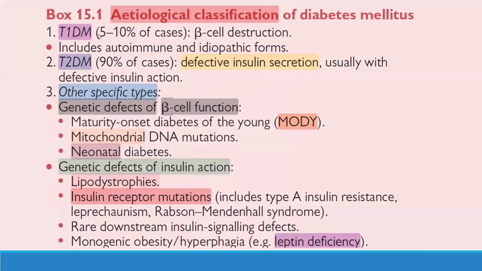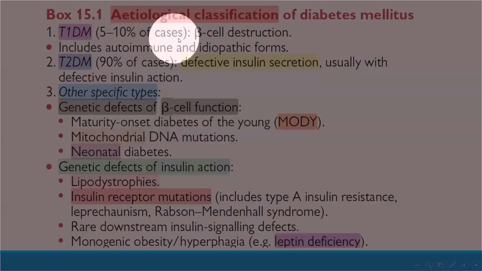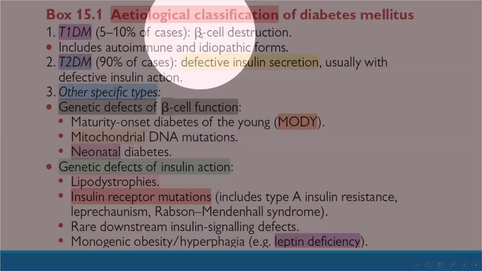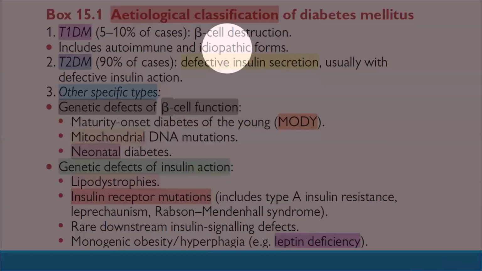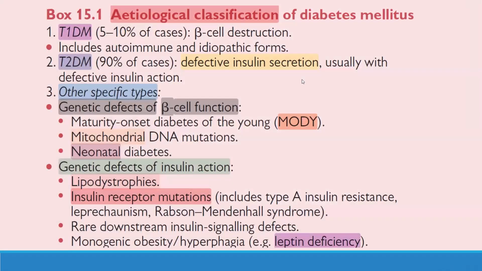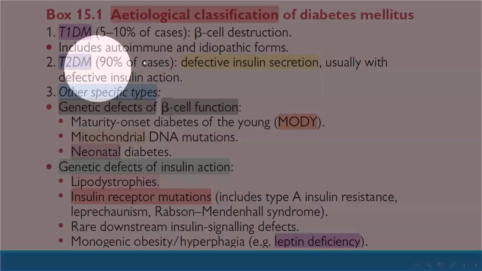Type 1 diabetes represents 5 to 10% of the cases. It is usually due to beta cell destruction with autoantibodies, but another form is idiopathic. Don't forget that if hyperglycemia is diagnosed in the first 6 months of life, this is not type 1. This is neonatal diabetes mellitus. Type 2 is about 90%. This is the most common form, with defective insulin secretion.